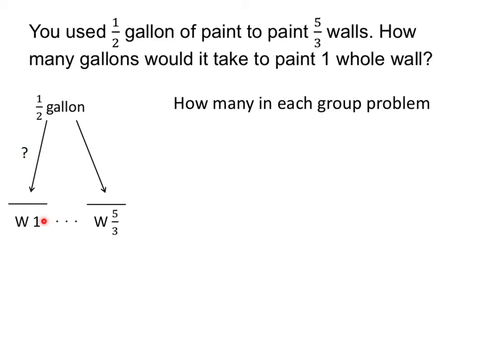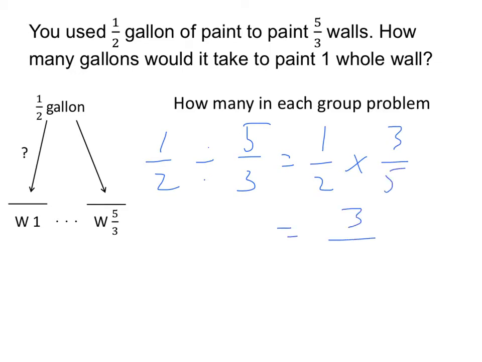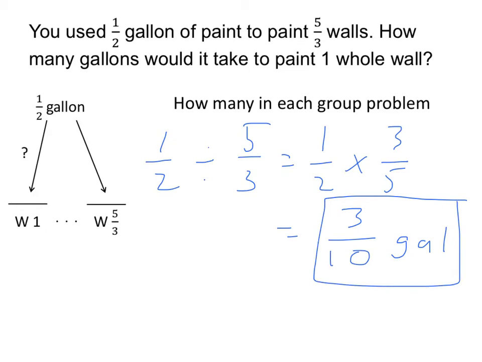So we can solve this problem just like the previous problem. We're going to take the number at the top, the 1/2, and divide it by the number of groups that we have at the bottom, which is 5/3. And so now we know how to do this arithmetic. We're going to take 1/2 times 3/5, and we do this arithmetic, and so this is 3/10, and so there's our answer. One whole wall is going to take 3/10 of a gallon of paint.